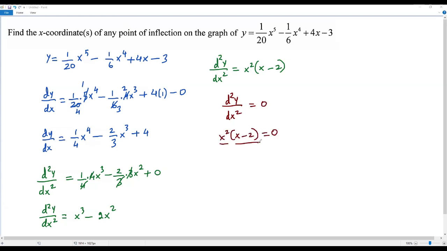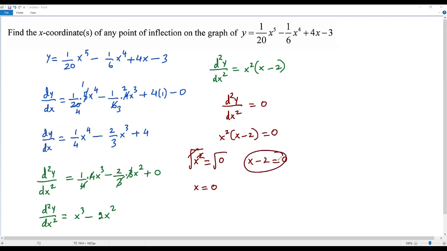So the product of these two terms equals 0. Whenever the product of two terms equals 0, either the first one equals 0 or the second one equals 0. Now to solve for x in this equation, we have to get rid of this exponent 2. For that, I'm taking the square root on both sides. So then the square root and square will cancel. I'm getting x equals the square root of 0, which is still 0.